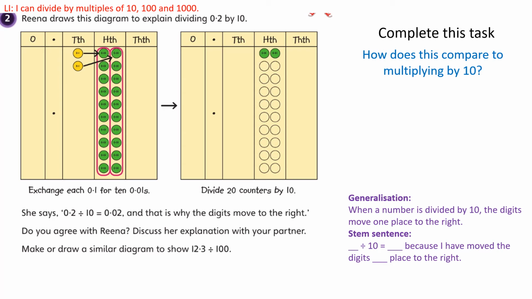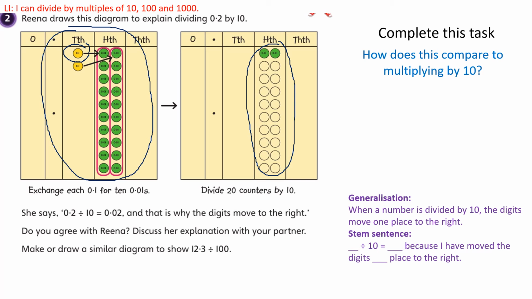So let's have a look at question 2. Rena draws this diagram to explain dividing 0.2 by 10. So in the first place value grid, you can see that she is exchanging 0.1 for 10 0.01s. And then she divides the 20 counters by 10. How do you think this compares to multiplying by 10? See if you can work it out and complete the question below.